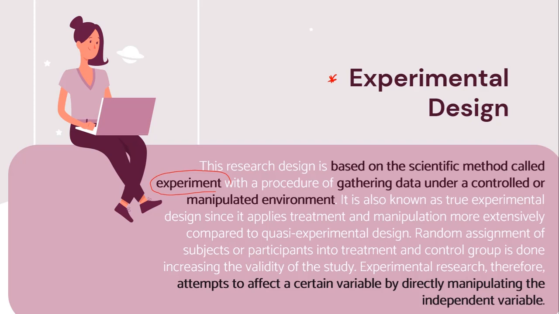So as much as we can, we try to control or manipulate that environment so that it will be a simulation of one variable causing the change in another without the effects of the other variables in the surroundings. So we must control it. So it is also known as true experimental.